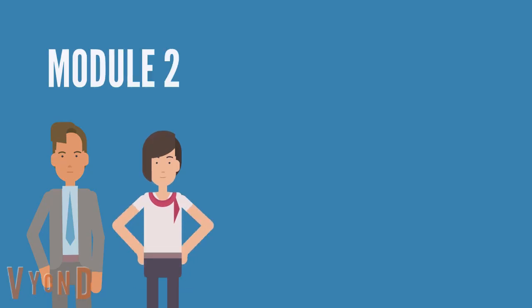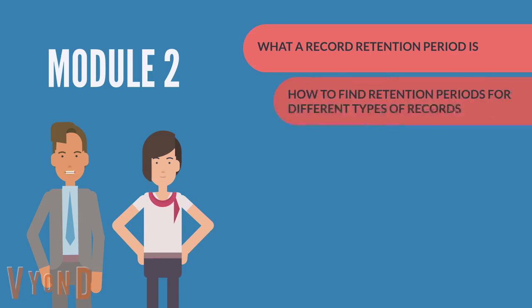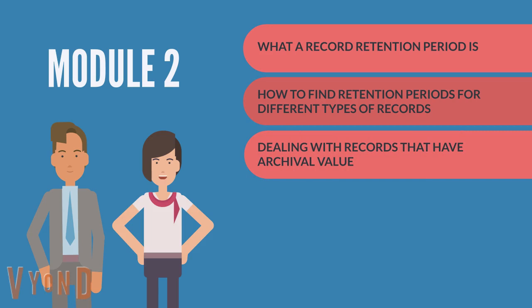Our learning objectives in Module 2 are learning what a retention period is, how to find retention periods for different types of records, how to deal with records that have archival value, and finally, what a records liaison is and what the responsibilities within your unit should be.